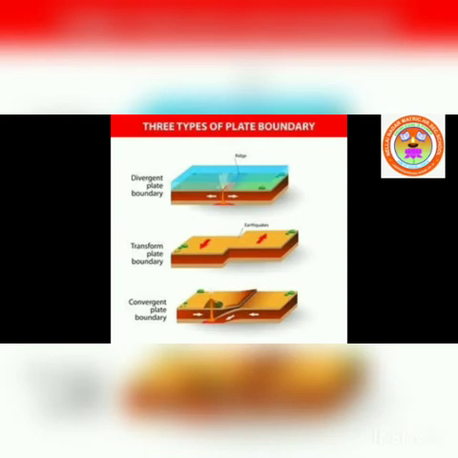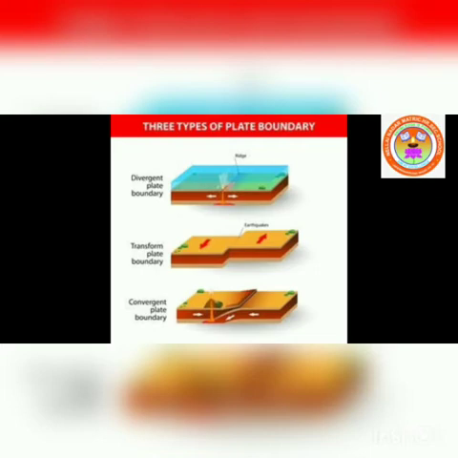The another one, divergent boundary. The first one, divergent plate boundary. See the screen. Here the plates pull away from each other as magma pushes up from the mantle. Example, mid-Atlantic ridge. In the textbook also it is very clearly given, and the same you can clearly see on the screen.